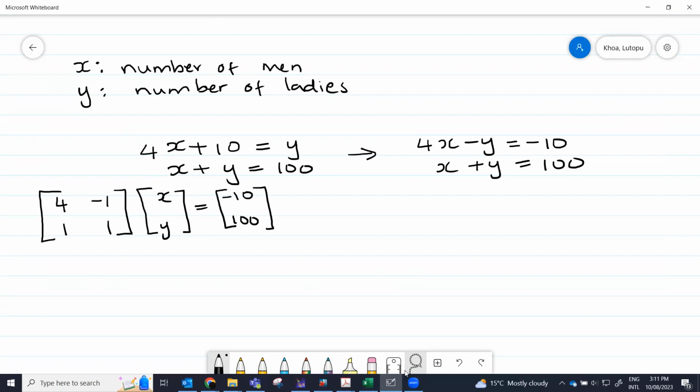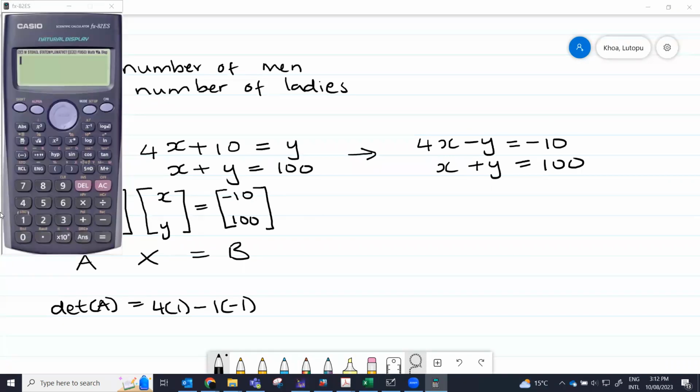Now we have to find the inverse because this is A times X equal to B. So we need to find A inverse to multiply on both sides and then solve for X. So the determinant of A is 4 times 1 minus 1 times minus 1. You can do this on your calculator, but this is a simple one, you don't even need a calculator, and you get 5.